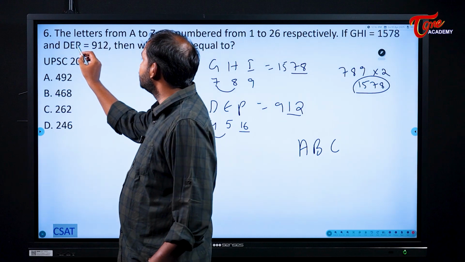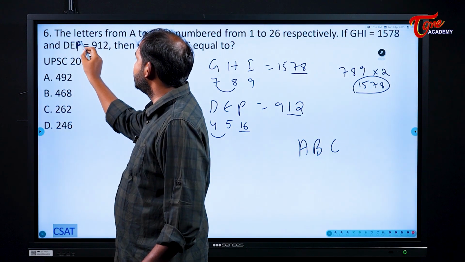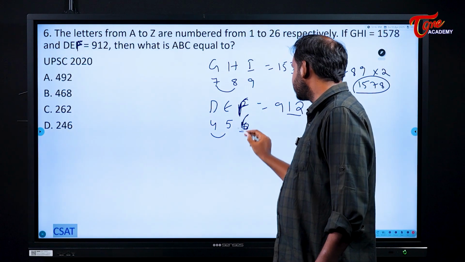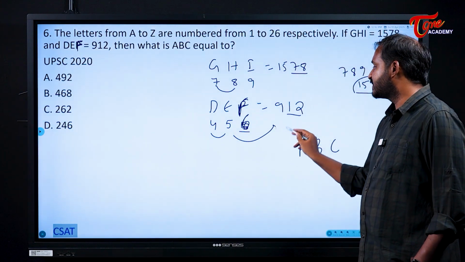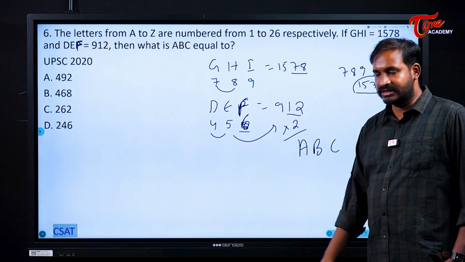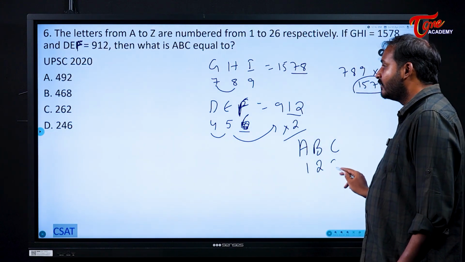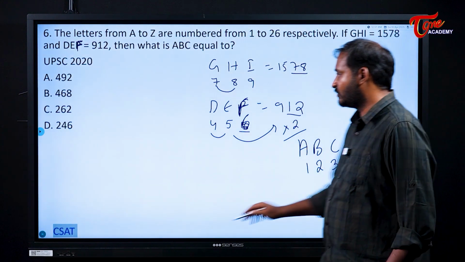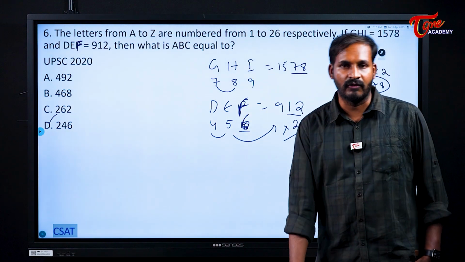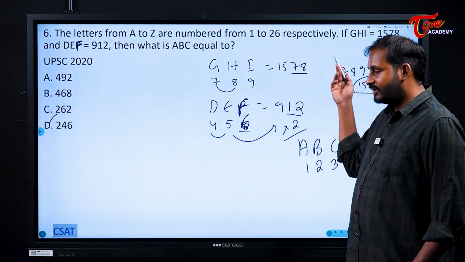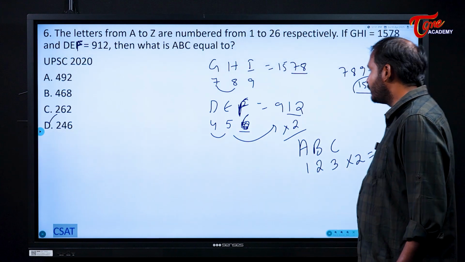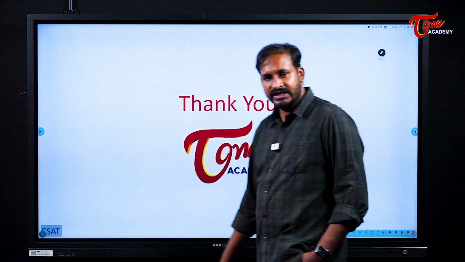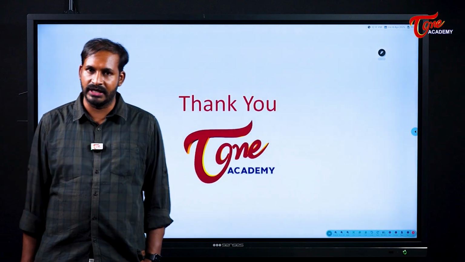I think this is DEF, students. DEF, not P. So, 456. Here 456 into 2, that is 912. Similarly, here it will become 123. 123 into 2, what does it become? 246. So, our answer here is 246. Understood? 789 into 2, similarly 456 into 2 and 123 into 2. With this, we finished all the varieties of questions from this coding and decoding.